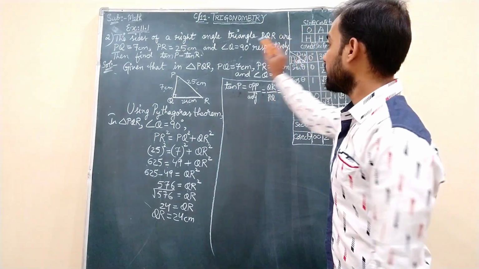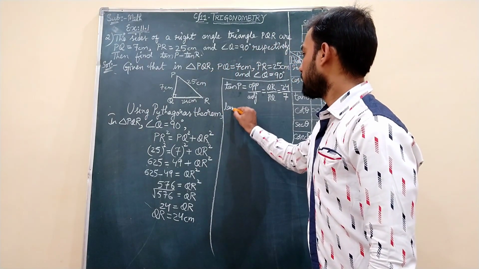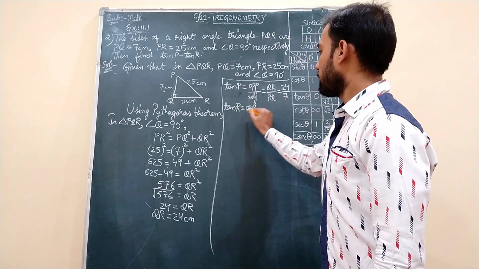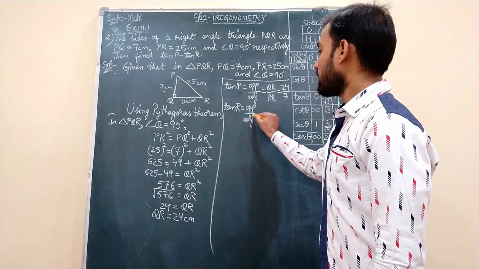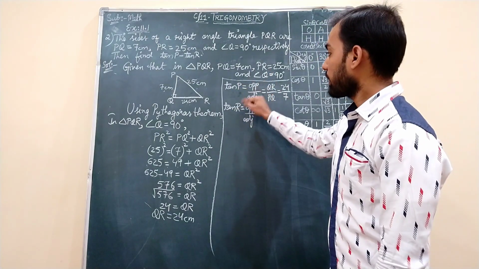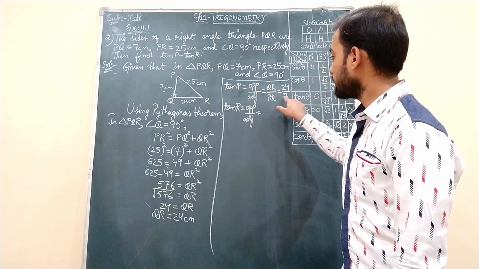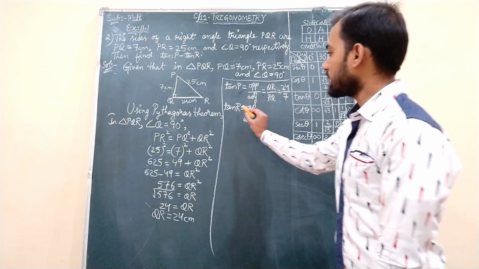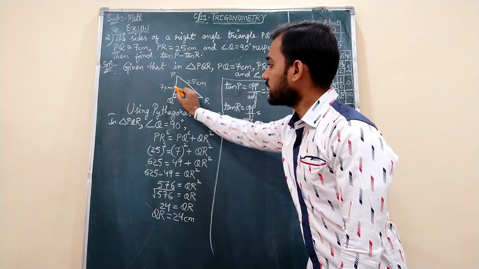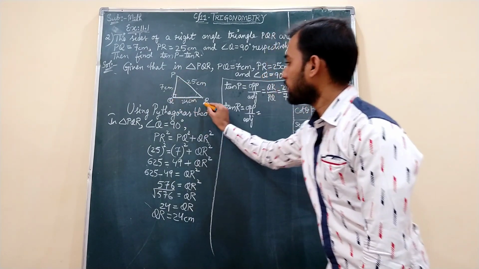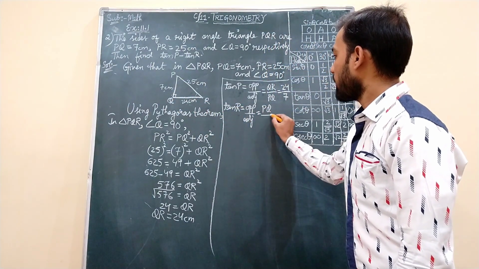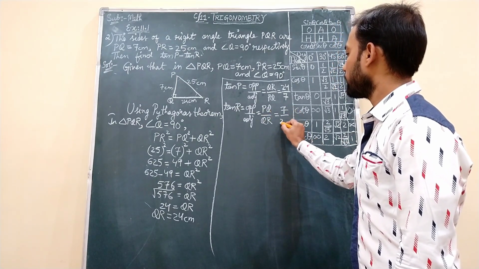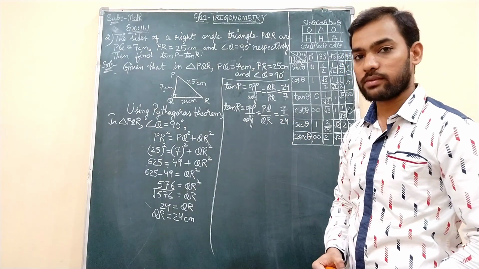Now I will proceed for finding tan R. Tan R equals the same formula, opposite by adjacent. But what is the difference between them both? Here with respect to P we have taken the ratio of sides. Here with respect to R you need to take the ratio of sides. So with respect to R, this is opposite, this is adjacent, which means PQ is opposite, QR is adjacent. So PQ by QR. PQ is 7 cm and QR is 24 cm. So I got tan P as well as tan R.